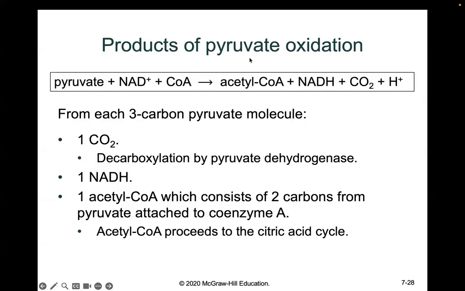So in this pyruvate oxidation, you break down pyruvate into a 2-carbon molecule, which is acetyl-CoA. You add a CoA enzyme, so that becomes acetyl-CoA. And of course, you create NADH.